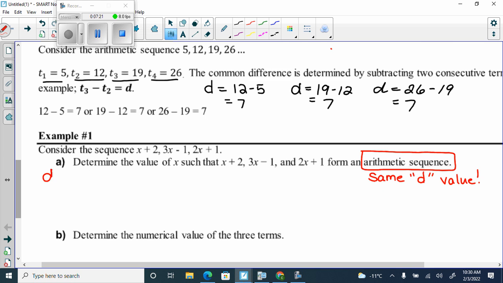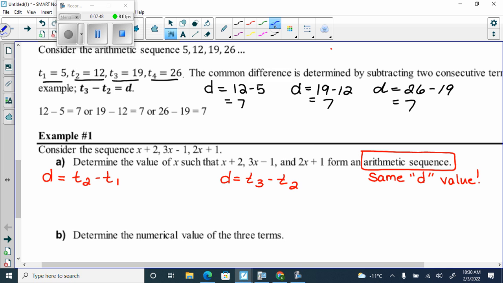So d equals term 2 minus term 1. I'm going to write that. Or we could say d equals term 3 minus term 2. I'm going to write that. We agree with those two statements? That's not anything crazy, correct? We're going to use polynomials from grade 10, though, so we have to remember how to do that because we have binomials up top. Binomials means two terms.